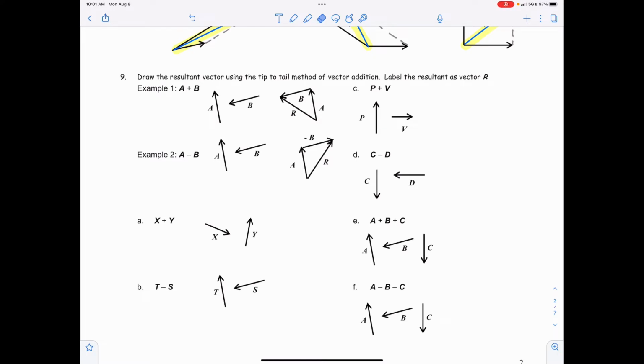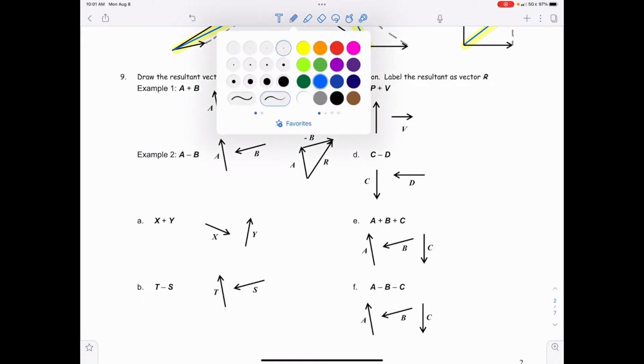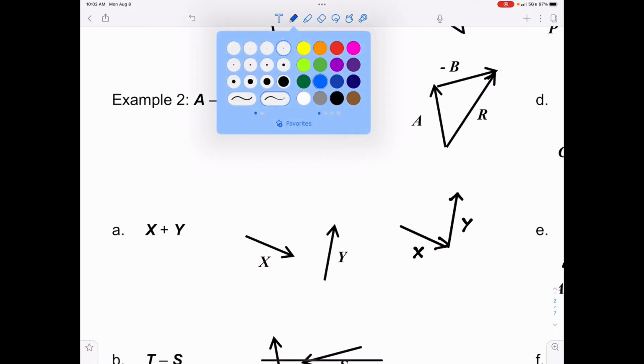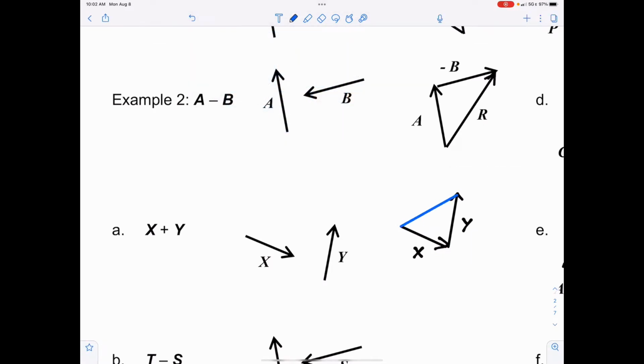X plus y. So in vector x plus y, we're going to copy vector x. We're going to copy vector y. Okay, I'm going to slightly move them over a little bit. So at the tip of vector x, we're going to put the tail of vector y. And the resultant vector is a straight line from start to finish.